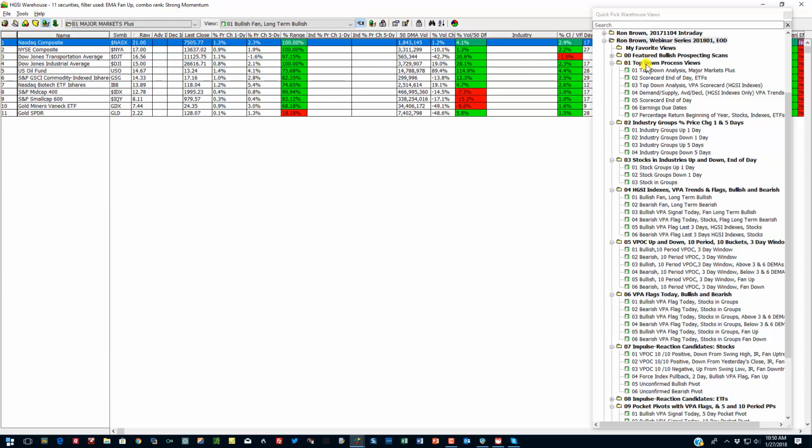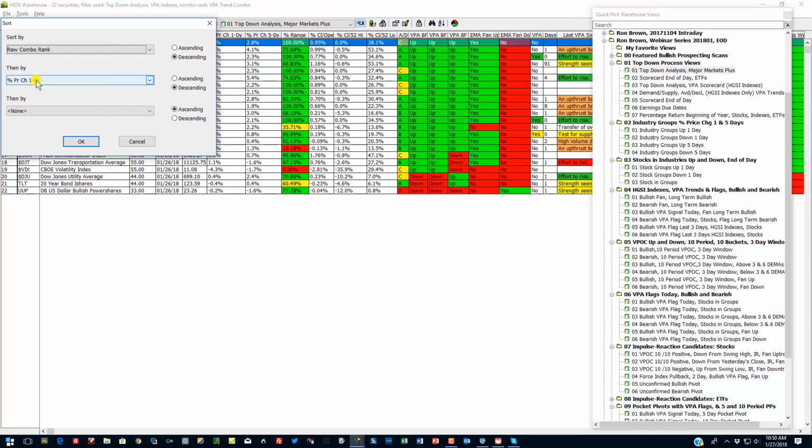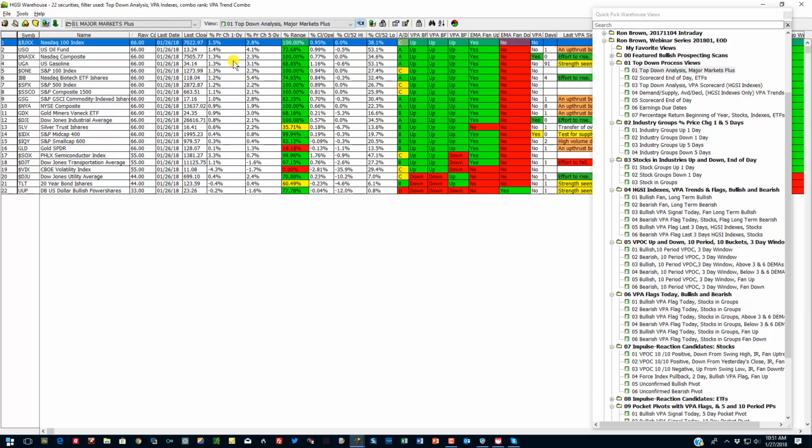And I am going to my top-down process views. I'll click on the top-down analysis Major Markets Plus. The Major Markets Plus are the Major Markets plus a few ETFs, just to give me a snapshot of what's happening in the market. Now, I am sorted on Raw Combo, which is based upon the VPA trend combo, and the strongest trends, the best fit trends in HGSI will go to the top of the list. Now, to differentiate them, I use a secondary sort, and that secondary sort is a percentage price either 1 day or 5 days, and I'm going to use 1 day today.